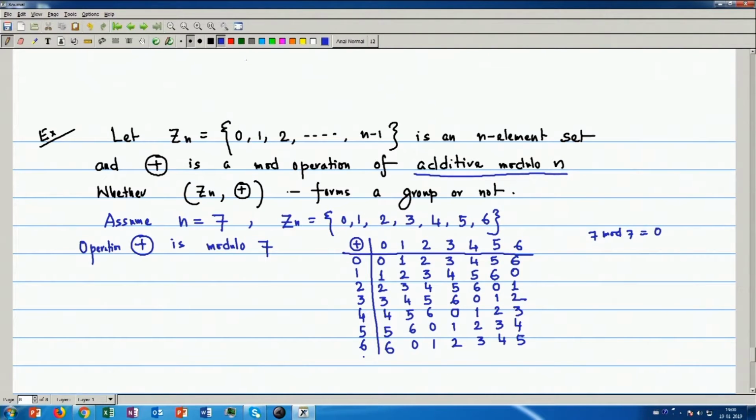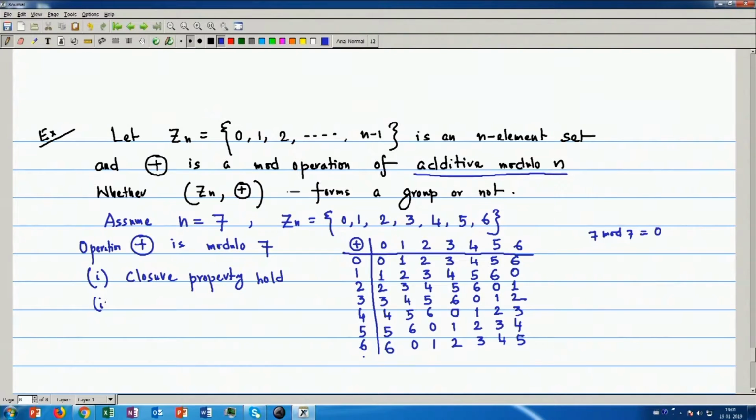So, first thing is that it holds the closure property. The closure property holds because my matrix elements also lie between 0 to 6.